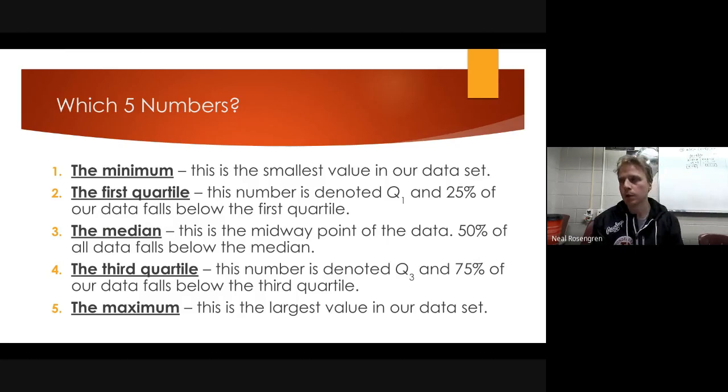And we know that when we split stuff in that kind of order from least to greatest, and we just pick the middle one, we always call that the median, right? And that's just the midway point of the data, okay?